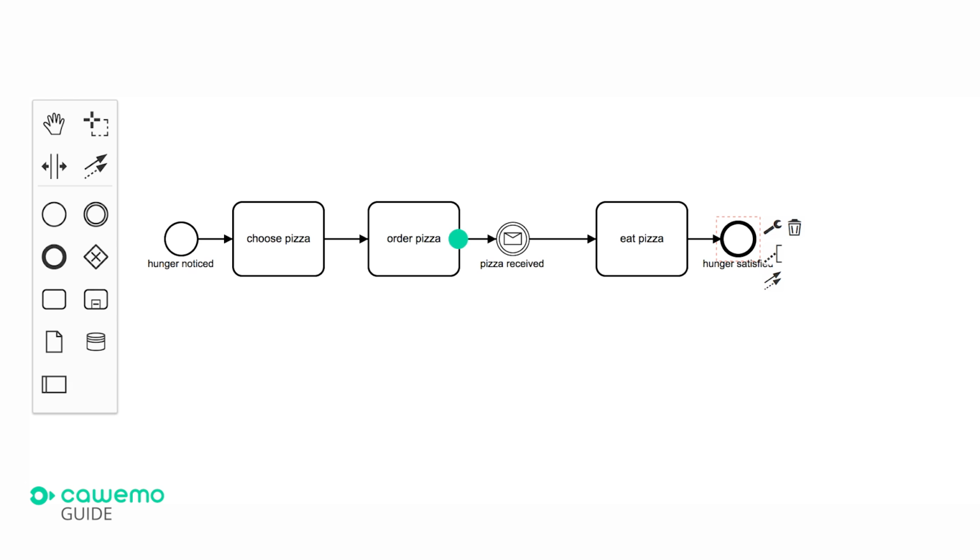Then our token waits at the event Pizza Received and only moves along once the pizza is received. It then reaches the Eat Pizza task, waits until the pizza is eaten, and then gets consumed by the end event.